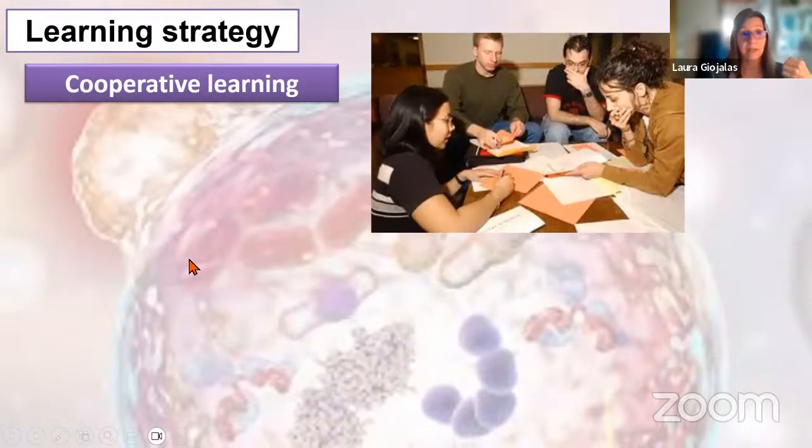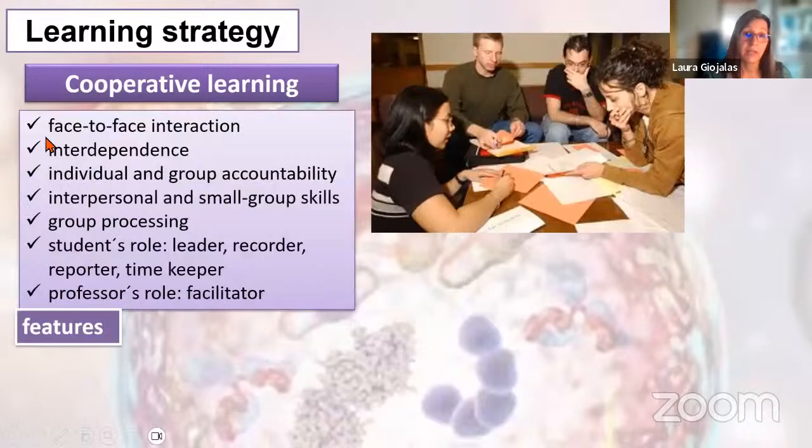So, what is cooperative learning? It is learning in groups, and there are several other techniques. We choose this one because we like its features, and it means that the students work face-to-face. There is a face-to-face interaction. They are interdependent on each other. There is individual and group accountability. There are interpersonal and small group skills. The group is self-processing, and this is very important.